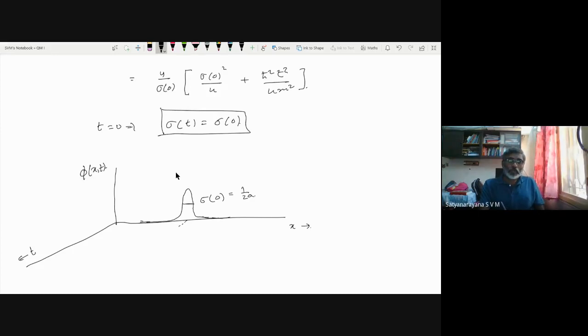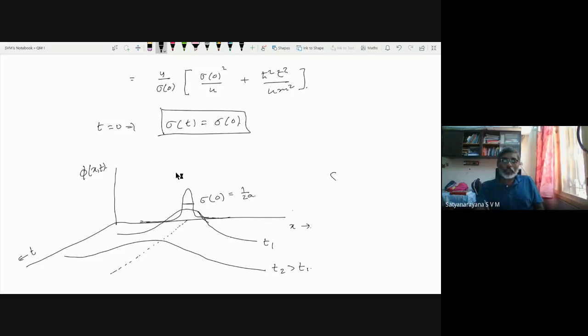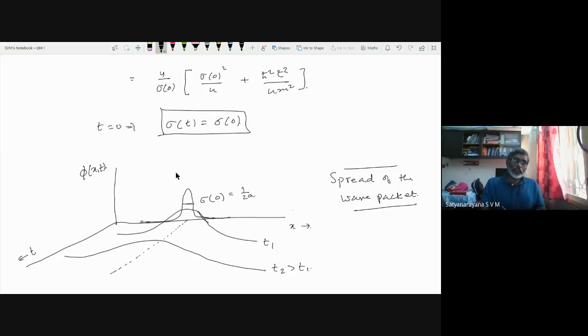Now, if you are trying to take what happens as your time increases, at a later time, this actually has a spread. So this is time t equal to 0, this is at some time t. And at a much later time, it has a broader spread, some time t1, some t2 greater than t, and so on. So this expression is what gives rise to spread of the wave packet. A Gaussian wave packet, its width will spread. In the limit t tending to infinity, it will become uniform.